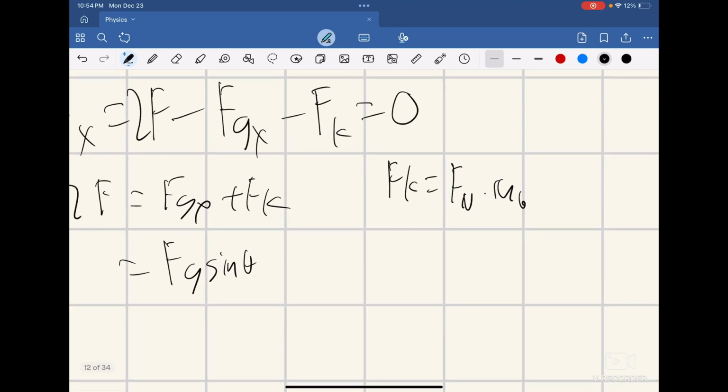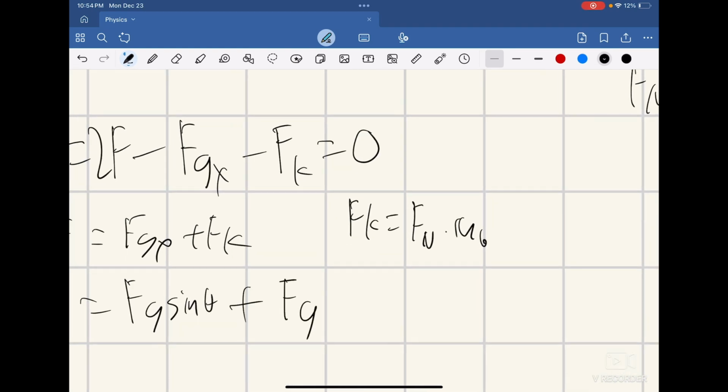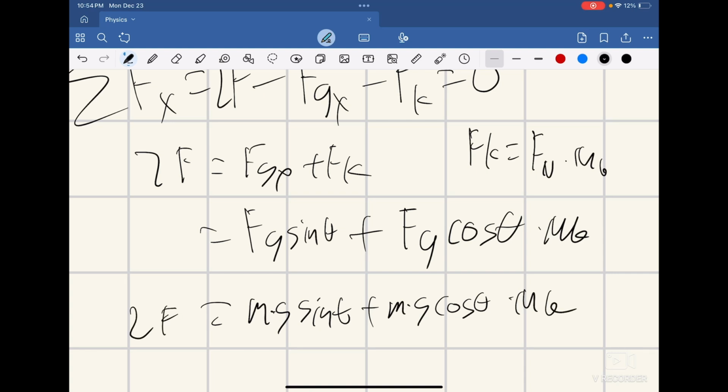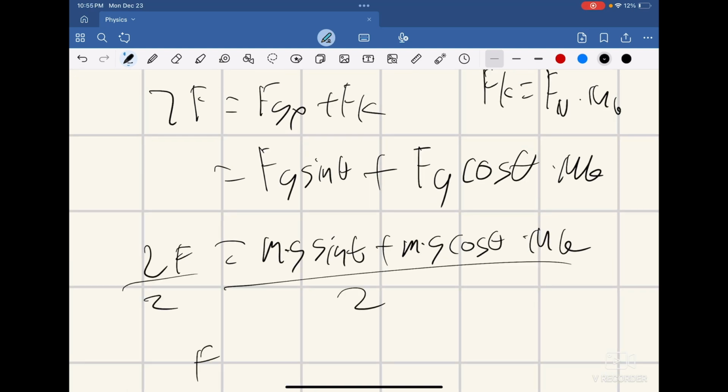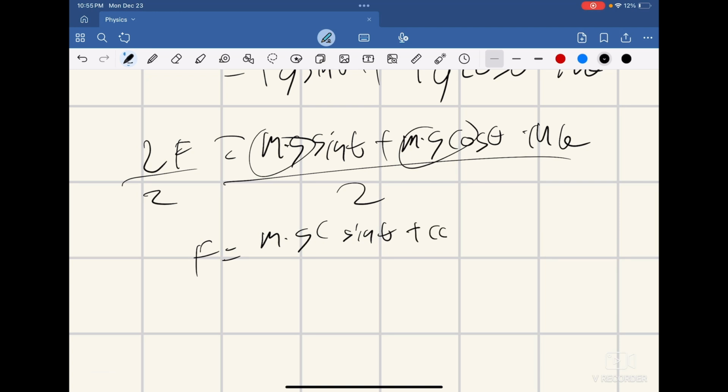Right? So, as we found F_gy earlier, F_N is equal to F_g cosine theta, times mu_k. Alright, and then now we can just do mass times gravity sine theta, because F_g is equal to mass times gravity, plus mg cosine theta times mu_k is equal to 2F. And well, we just divide both sides by 2, and I can do this because they both have mg, right? So I'm just grouping it together: F equals mg over 2 times sine theta plus cosine theta times mu_k. And that is the formula for F.